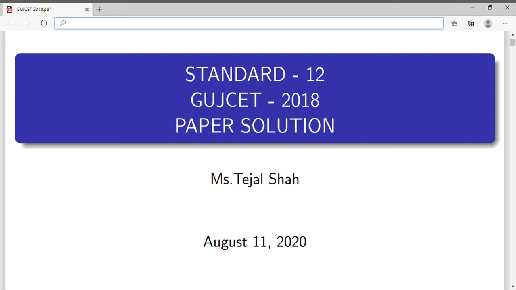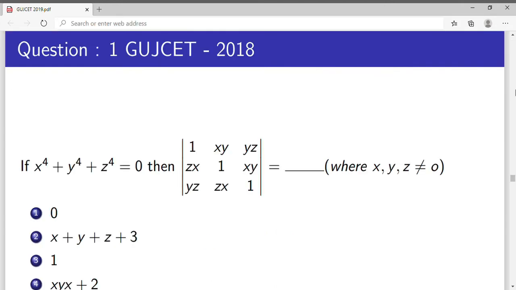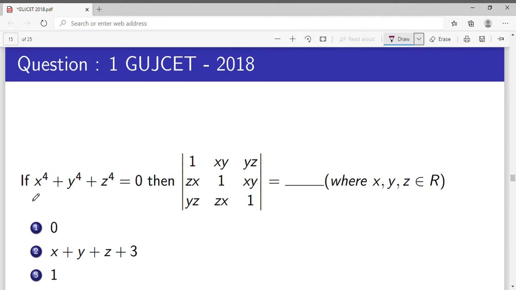Today we will discuss the paper solution of GUJCAT 2018. Question number 1, GUJCAT 2018. If x raised to 4 plus y raised to 4 plus z raised to 4 equals 0, then in the determinant, the first row is 1, xy, yz. The second row is zx, 1, xy. The third row is yz, zx, 1, equal to blank, where x, y, z belong to R.